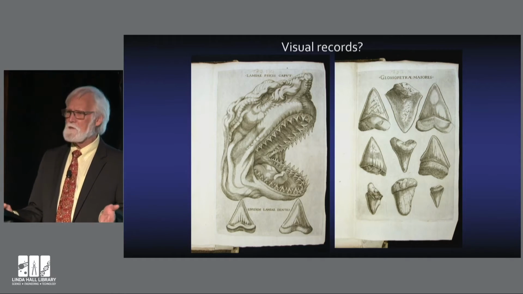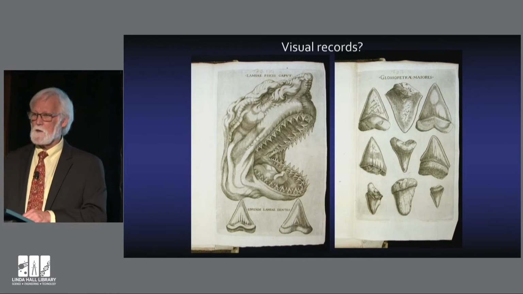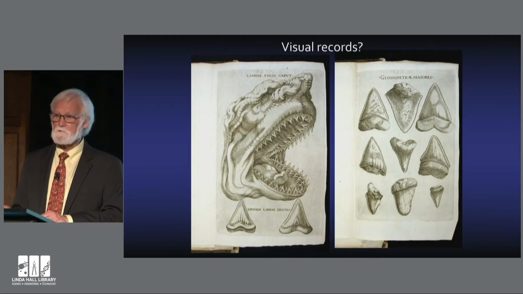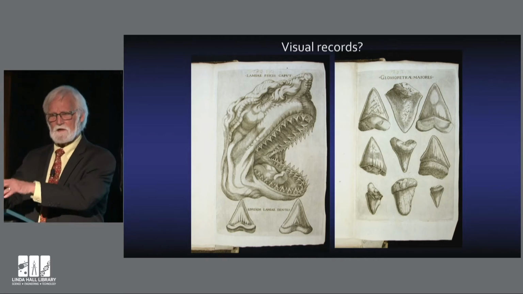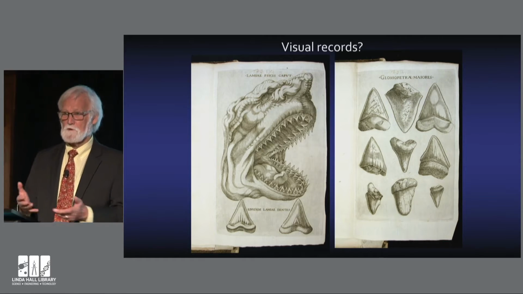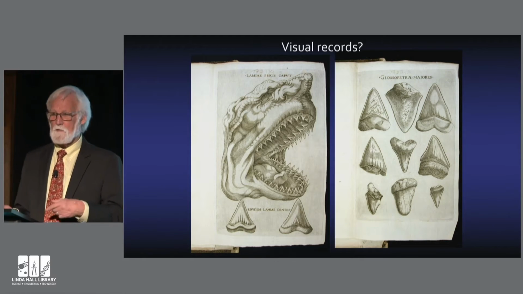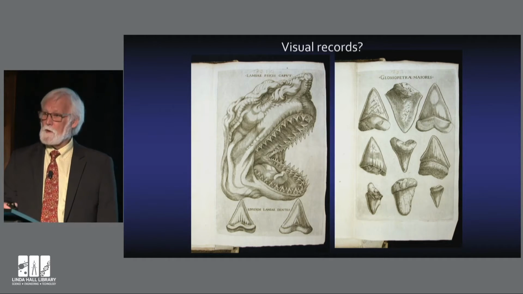And he saw the teeth, and he knew that fossil collectors had these things on the right that they called tongue stones, glossopetrae in Latin. And Steno compares the teeth in the shark's mouth with the fossilized teeth on the right and comes to the conclusion that, well, they're the same thing, really. One's turned to stone and one isn't, but clearly the things on the right had their origin in the mouth on the left. This is a great set of visual records, but it's not Steno's.